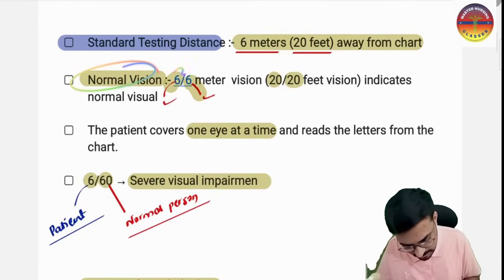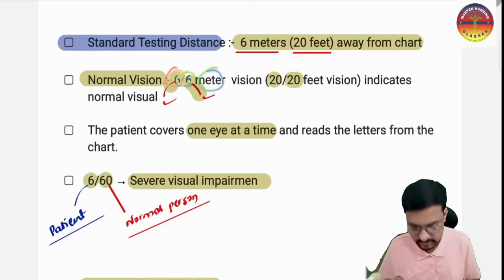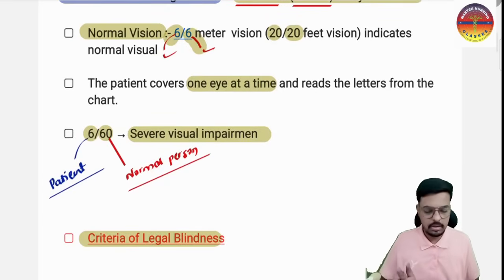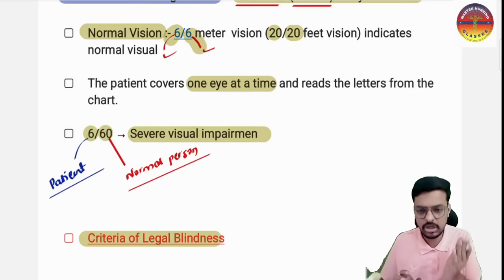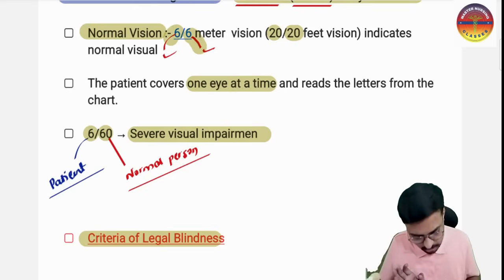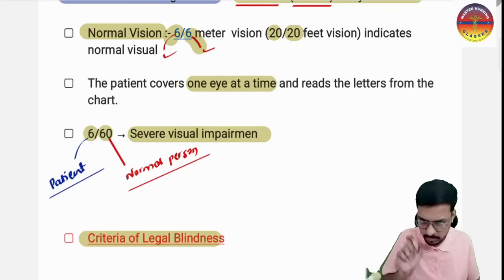Normal vision will be 6 out of 6. Okay, or 20 out of 20 feet, or 6 out of 6 meter. This is the normal vision. Okay, so most importantly, while assessing with the Snellen chart, what we have to educate the patient is to close one eye and look with only one eye. Okay, so we have to check one eye at a time, so the other eye should be closed at that time.